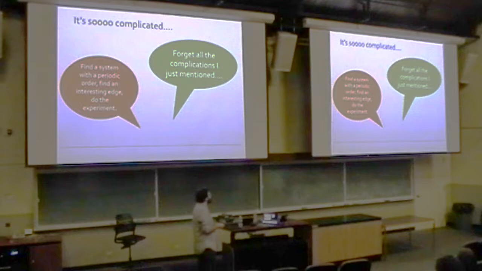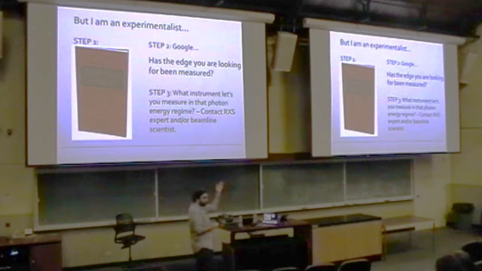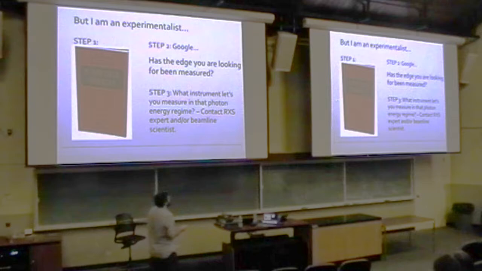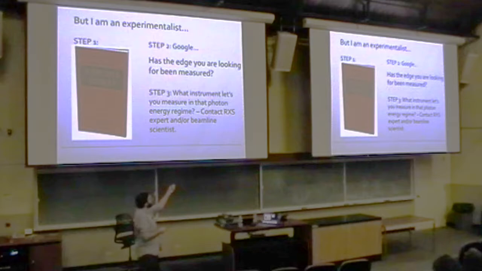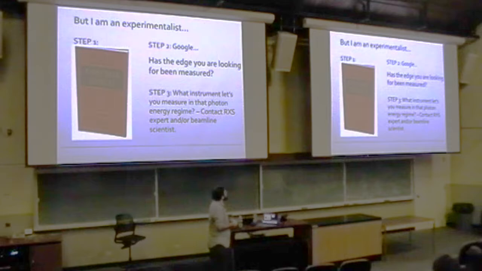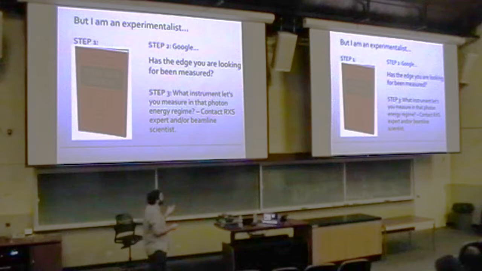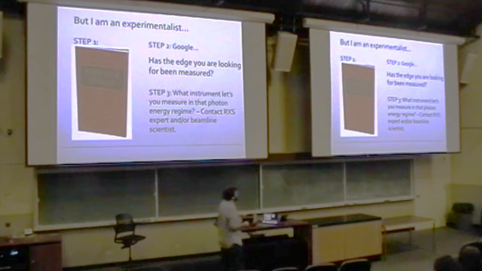The practical way in which you do it is that you look for the edge. If you've been at a synchrotron, you've seen the edge booklet. What's the energy of the edge that you're interested in? Let's say I'm interested in the f electrons of cerium, but I'm going to be looking for the M edge. You look around on the internet to find out if that has been measured. You look for an instrument that lets you measure that photon regime, and maybe contact your expert or beamline scientist.